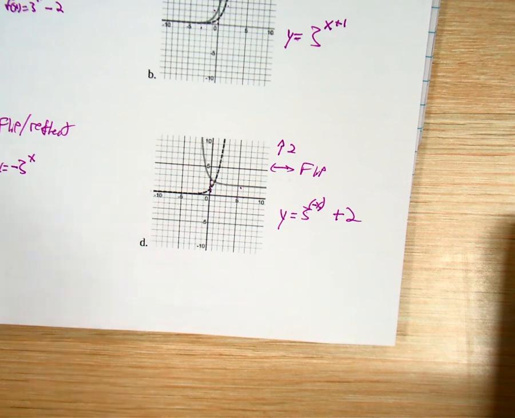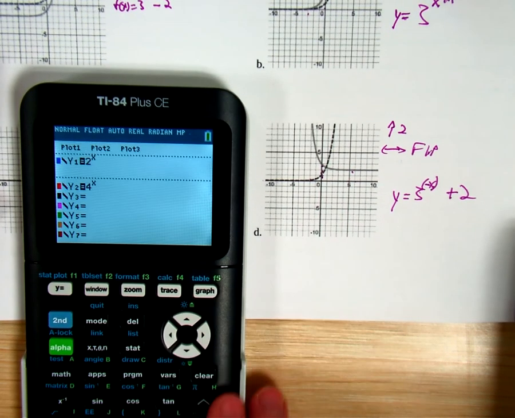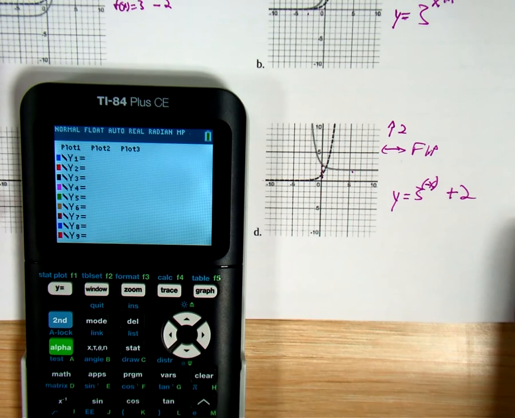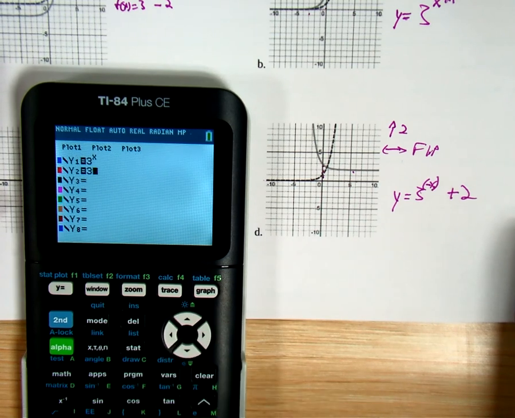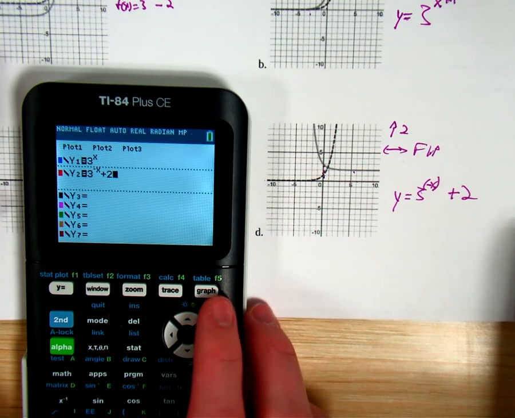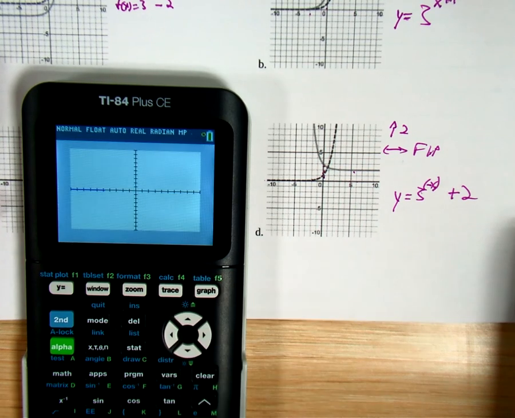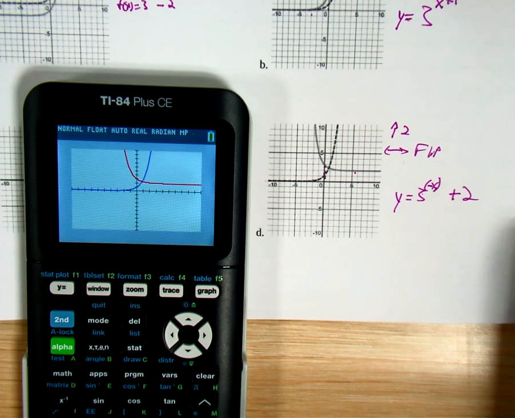Let's check it out. Make sure we got this. Y equals 3 to the x. And then let's go with 3 to the negative x plus 2. So there's our dotted one. And hopefully we get this other one. Beautiful. Coming down just like that. Alright. Exactly what we have over here. Perfect.